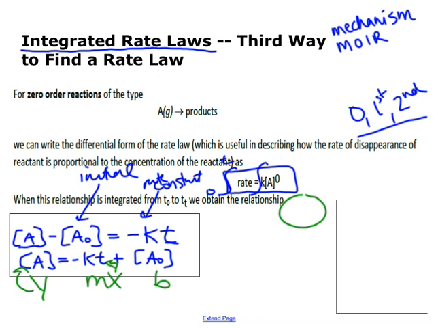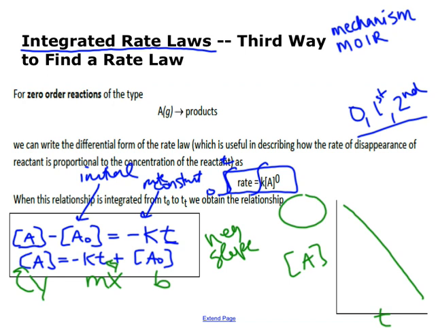Again, we've linearized this. So if I want to prove data is zero order, I am going to plot what on the X? Time. And what am I going to plot on the Y? Concentration of A. And I'm going to get a line with a negative slope. That's one thing I want you to make note of. This is going to have a negative slope. If this turns out to be a perfectly straight line or pretty darn close to straight, I have a zero order reaction. And I'm going to go through the graphing for 0, first, and second.